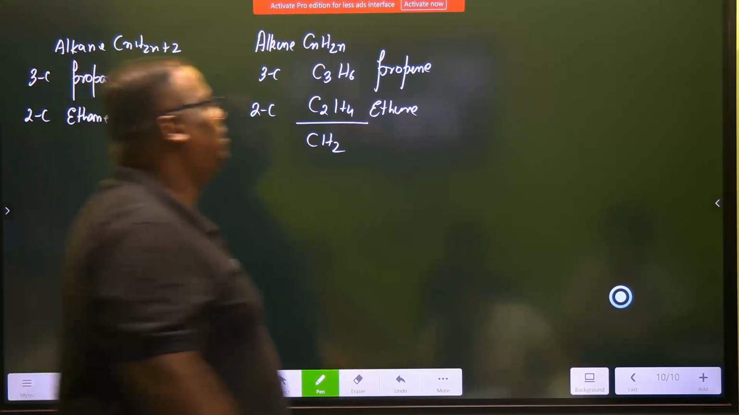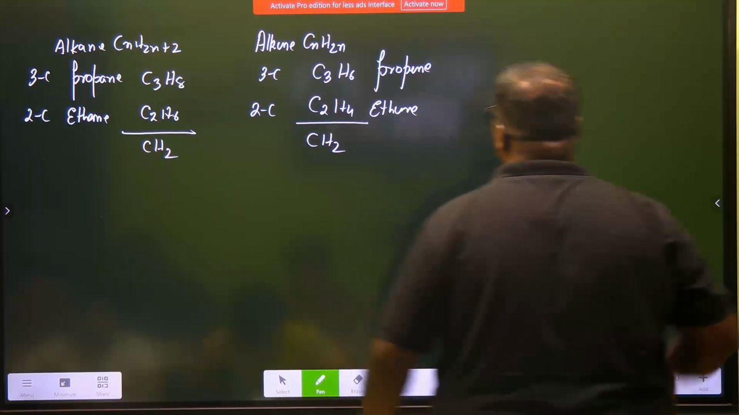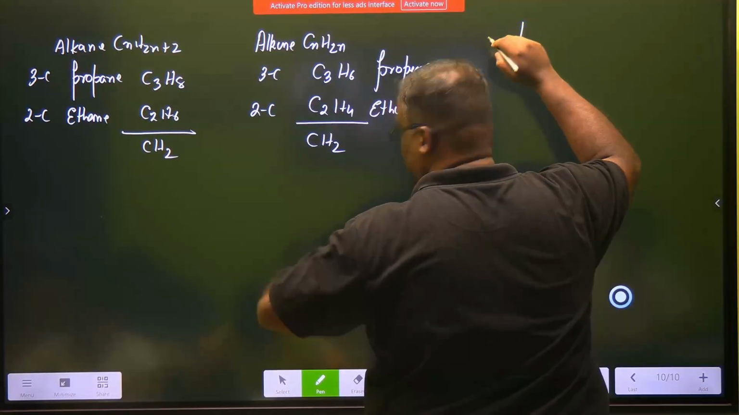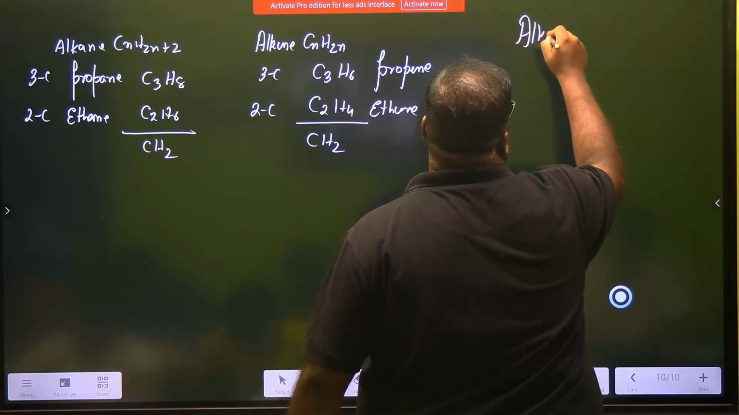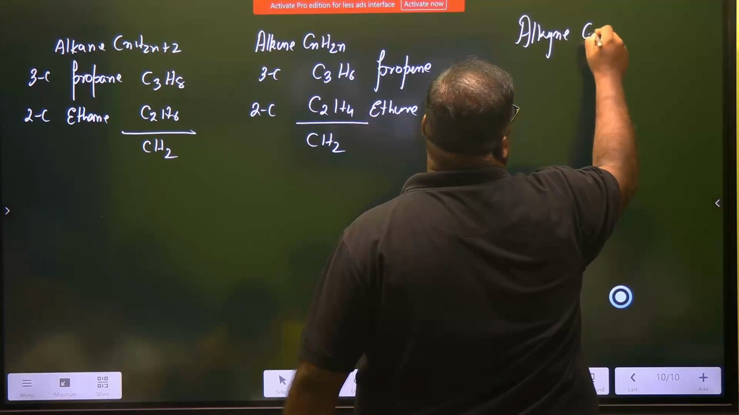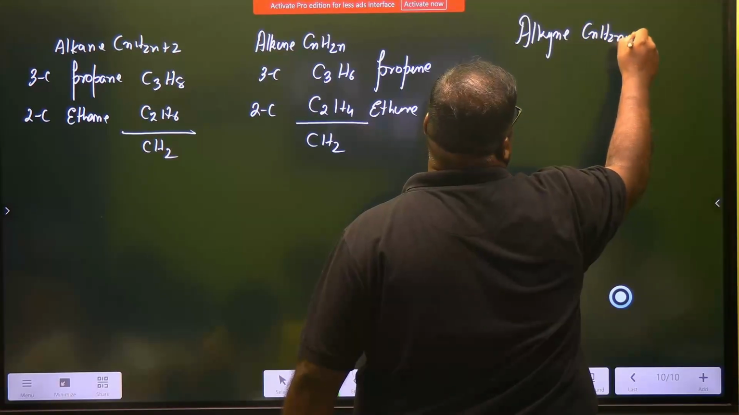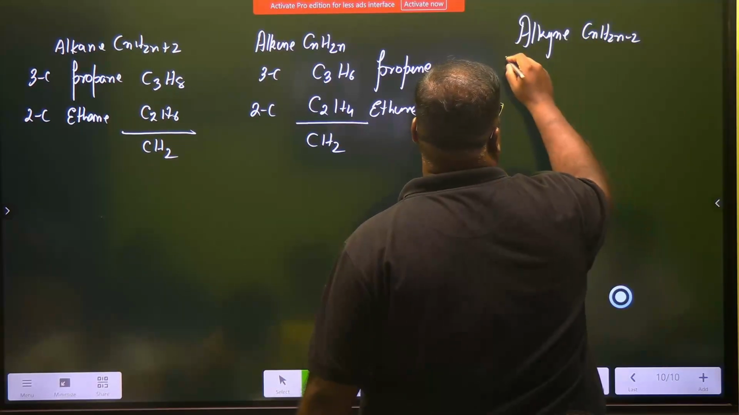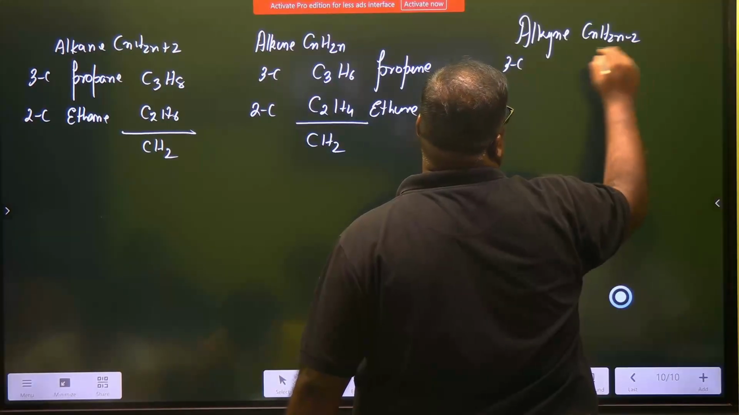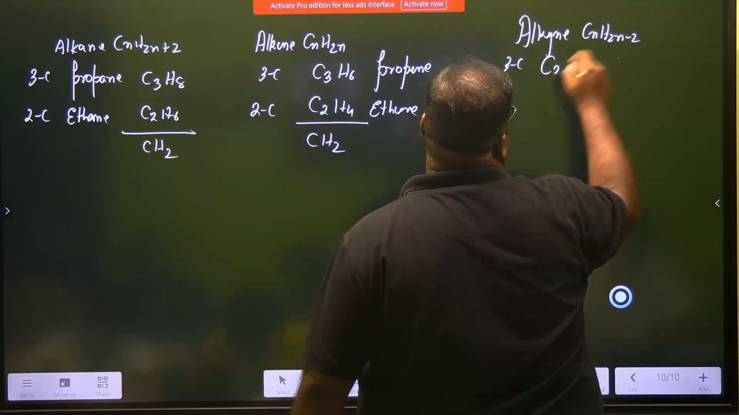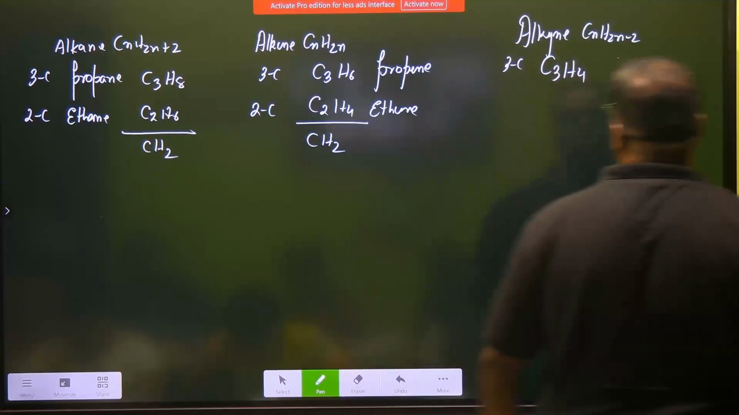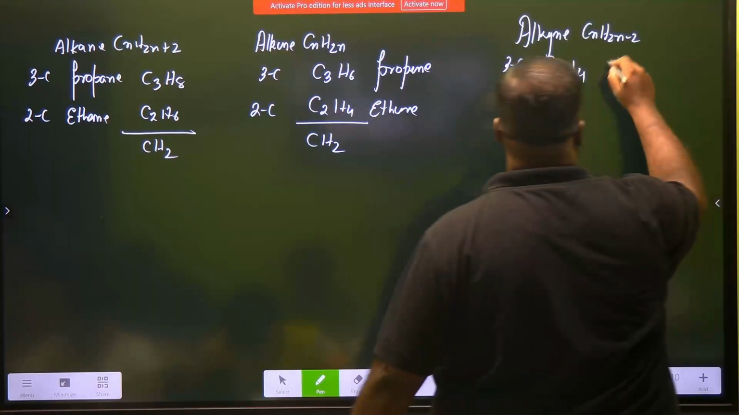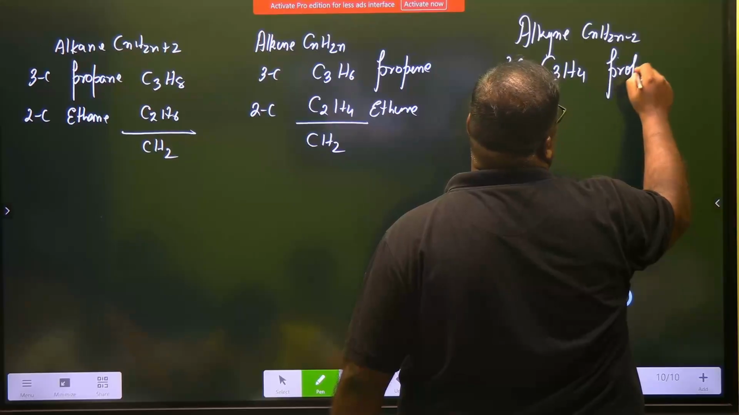Let's see alkyne. Alkyne is CnH2n minus 2. So let's take the 3 carbon. Its name will be propyne. So C3, 3 2s are 6 minus 2, 4. So this name is propyne.